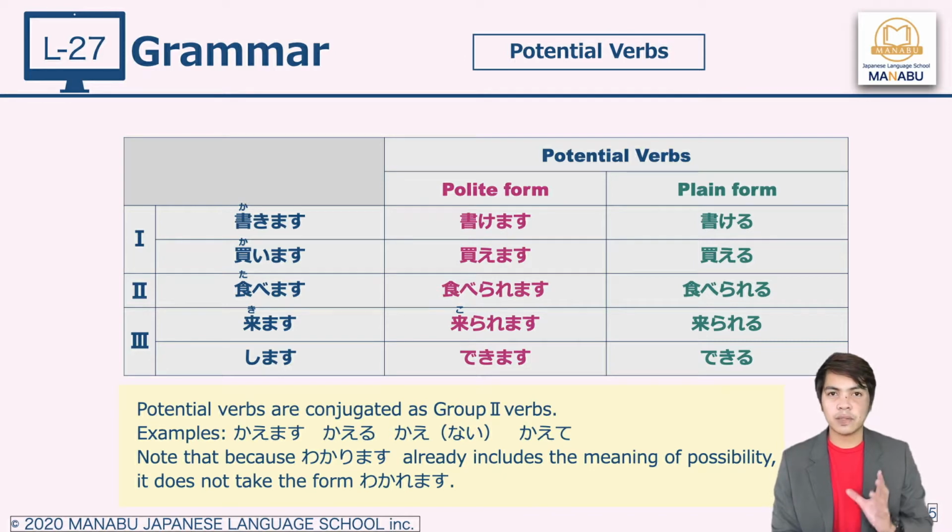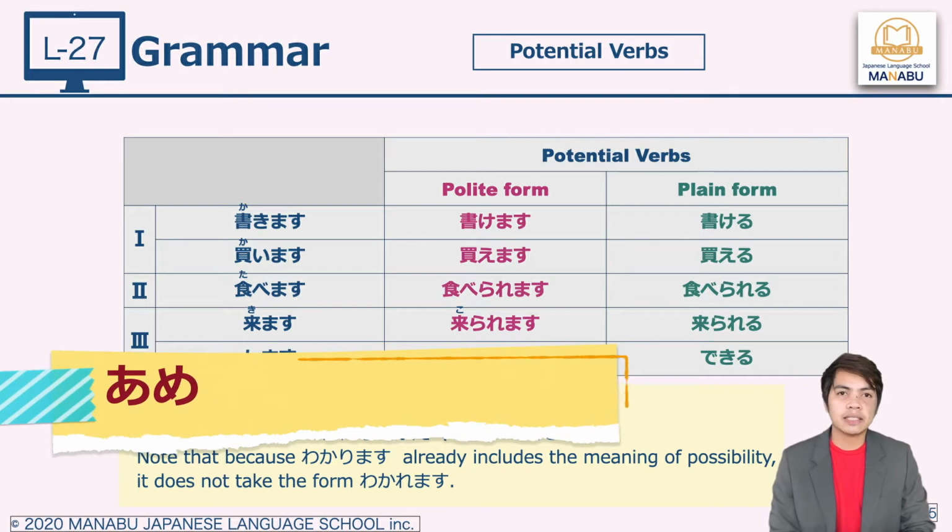So once again, group 1 verbs end in I sound characters when the masu is removed. For example, the group 1 verb kakimasu. Now to form the potential form of verbs, change the I sound characters to E sound characters. Just like the verb kakimasu, the ki changes to ke, kake plus masu, kakemasu for the polite form. And for the plain form, from kakemasu, kakeru.